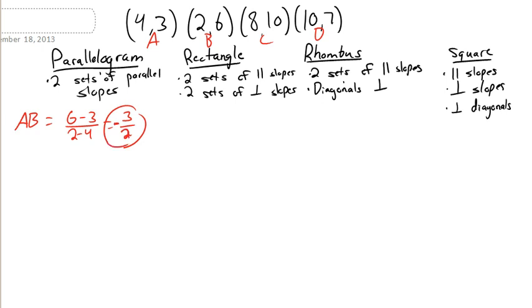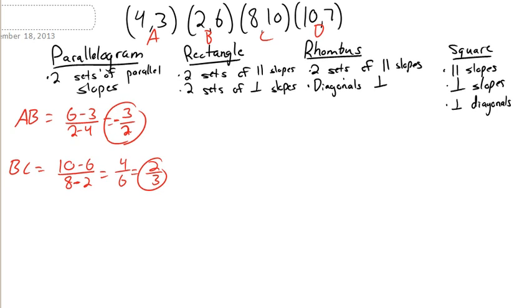So, find the slope of BC. So we're going to have 10 minus 6 over 8 minus 2. And if you do your jumps, it's the same idea. 10 minus 6 is 4 over 8 minus 2 is 6. That is 2/3. Okay, so looking like maybe we could have some perpendicular slopes.